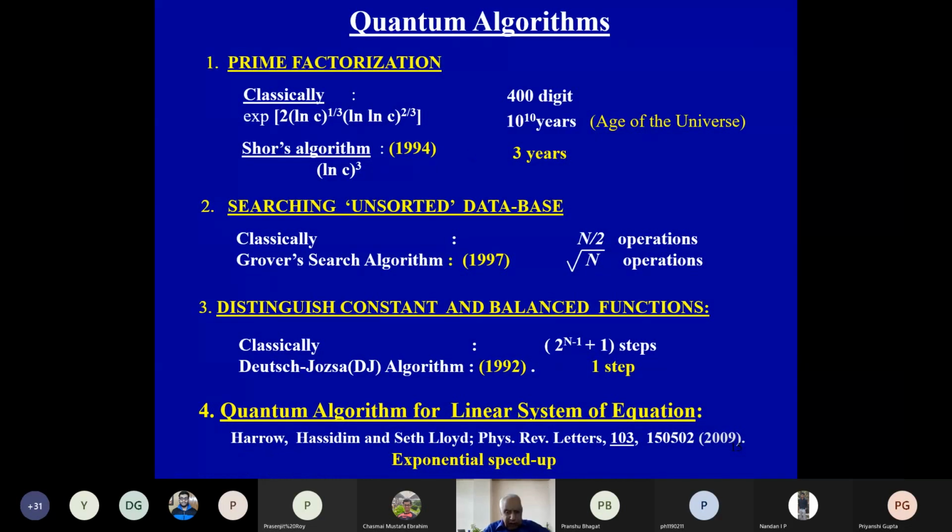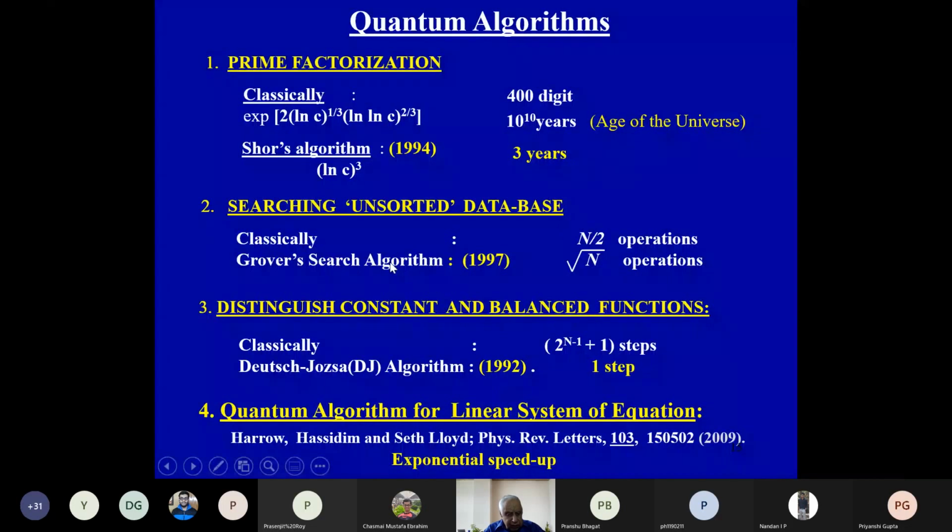I will show you a slide in the later part of the lecture. What is the status? There is searching an unsorted database. For example, if you have a telephone directory and you want to know what is the name of a particular telephone number, you basically have to go through the whole directory. On the average, you need N/2 operations.